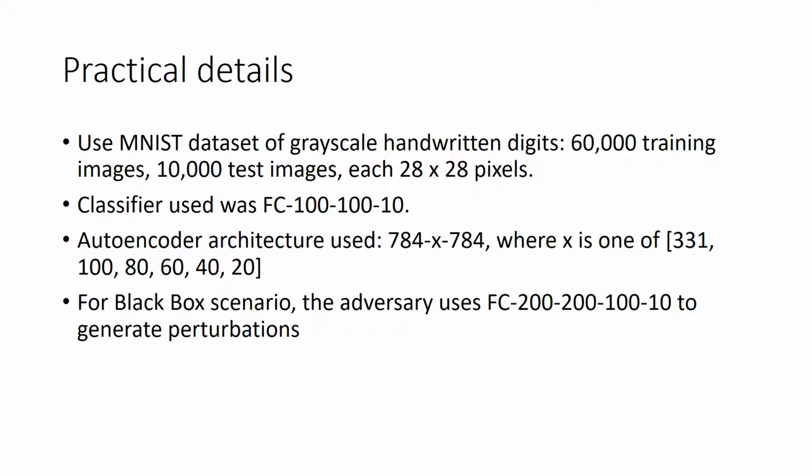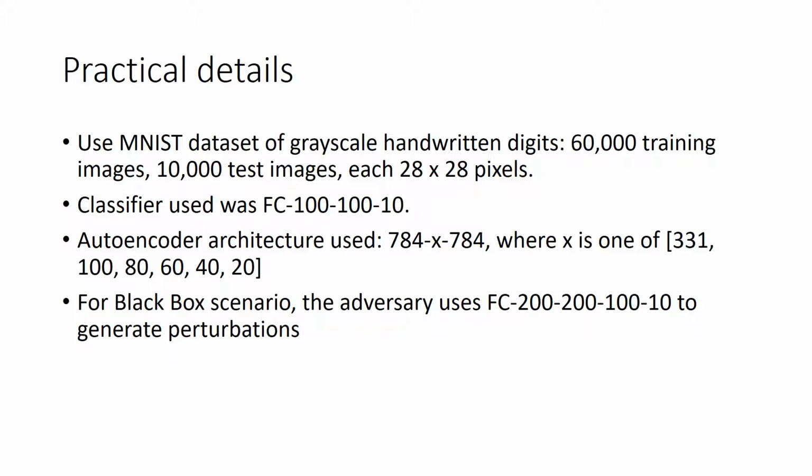The classifier I use is a fully connected classifier, FC 100. The input layer has 784 pixels because the size of the image is 28 by 28, which means that there's 784 pixels corresponding to every image. So the size of the input layer is 784. That is followed by two layers of 100 neurons each, and the output layer has 10 neurons because one hot encoding is used.